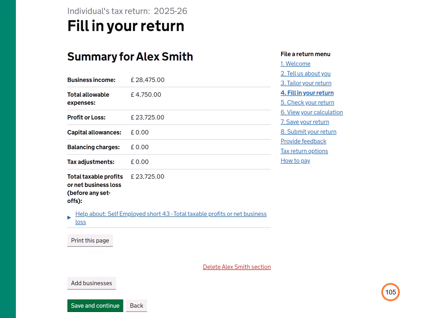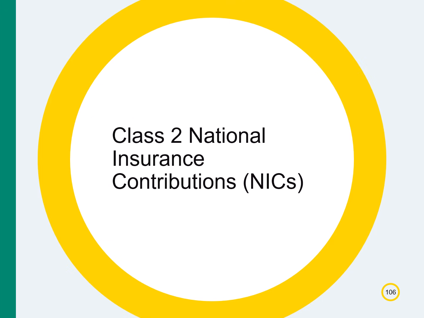Finally, we give you a summary of your entries in the self-employment section. Check the figures and go back and amend anything that's incorrect. You can print a copy of this page for your records. When you save and continue on the summary page, you're taken to Class 2 National Insurance contributions, or NICs.